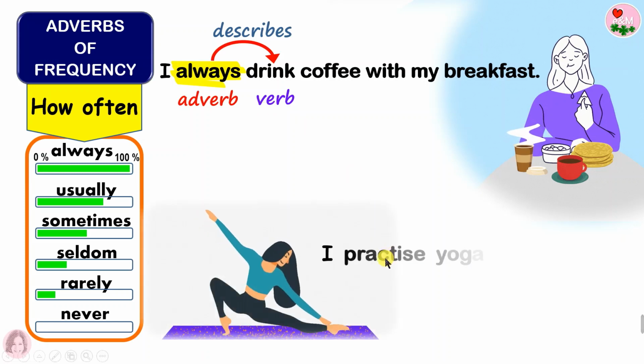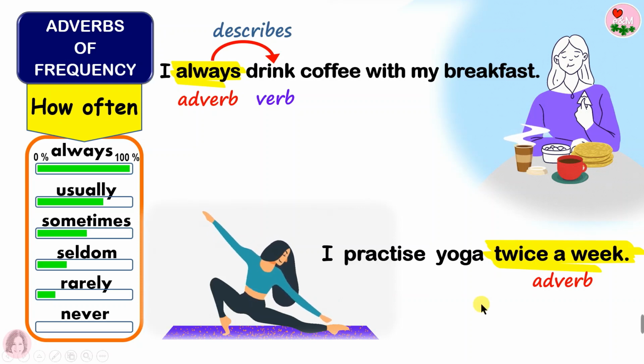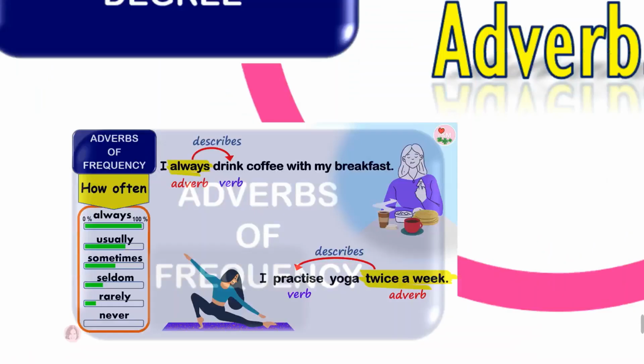Another example, I practice yoga twice a week. So twice a week is an adverb of frequency. It is telling the frequency and the verb is practice. The sentence is telling us how often you practice yoga.